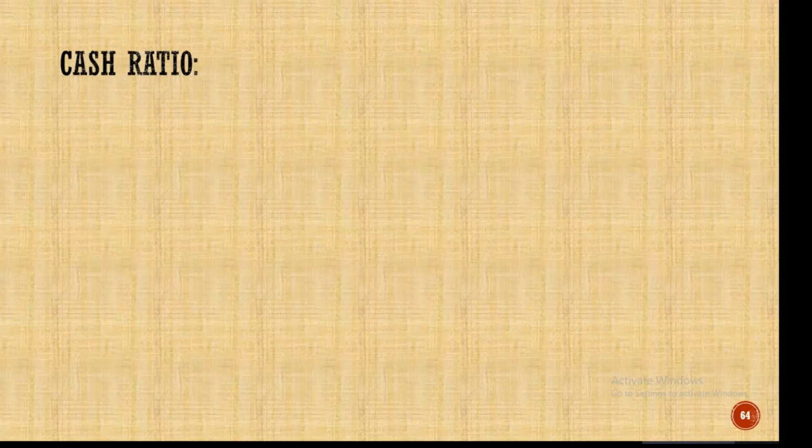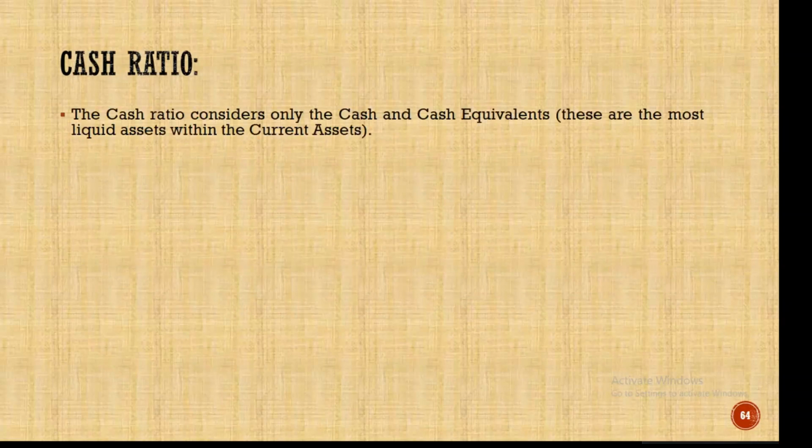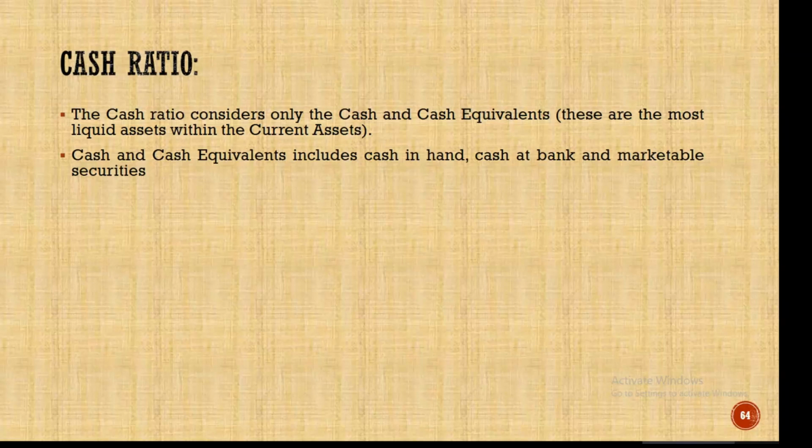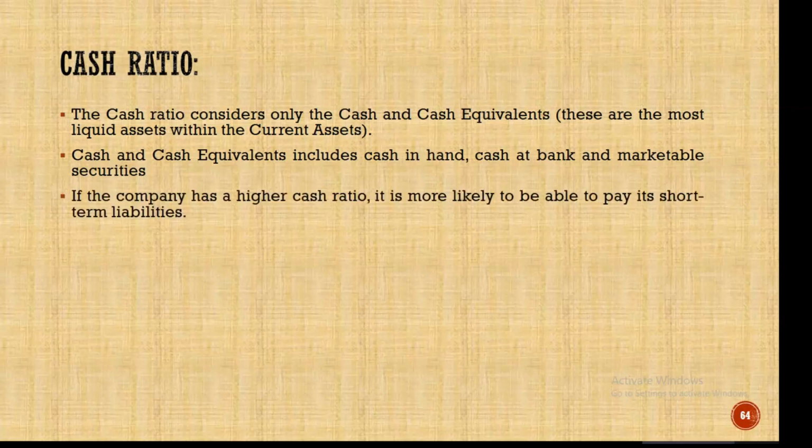Now, the next is cash ratio. The cash ratio considers only the cash and cash equivalents. These are the most liquid assets within the current assets. Cash and cash equivalents include cash in hand, cash at bank, and marketable securities. If the company has a higher cash ratio, it is more likely to be able to pay its short-term liabilities.